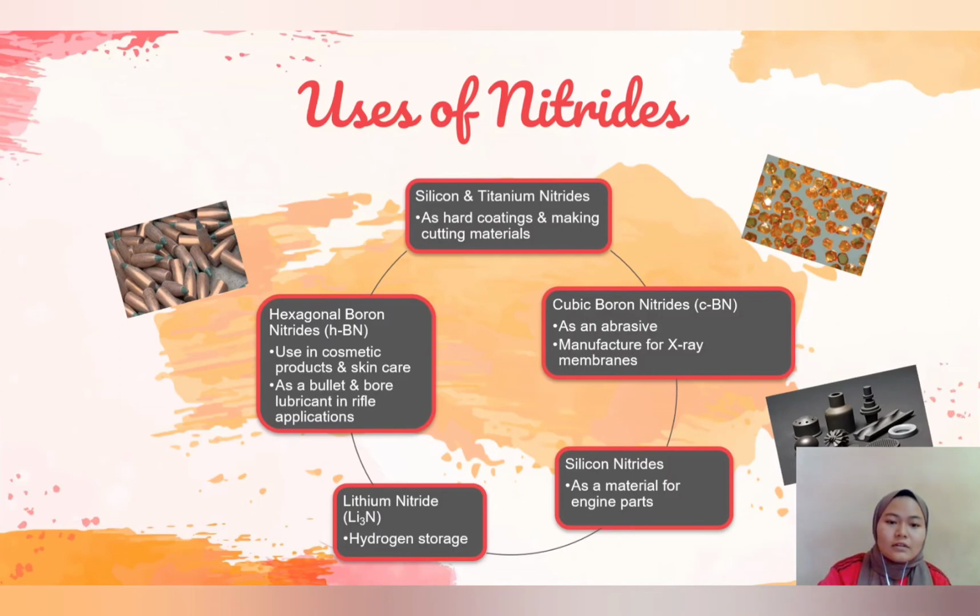And finally, the hexagonal boron nitride is used in cosmetic products and skincare, and also as a billet and bore lubricant in rifle application. As you can see on the slide, there is an image of hexagonal boron nitride as a billet.